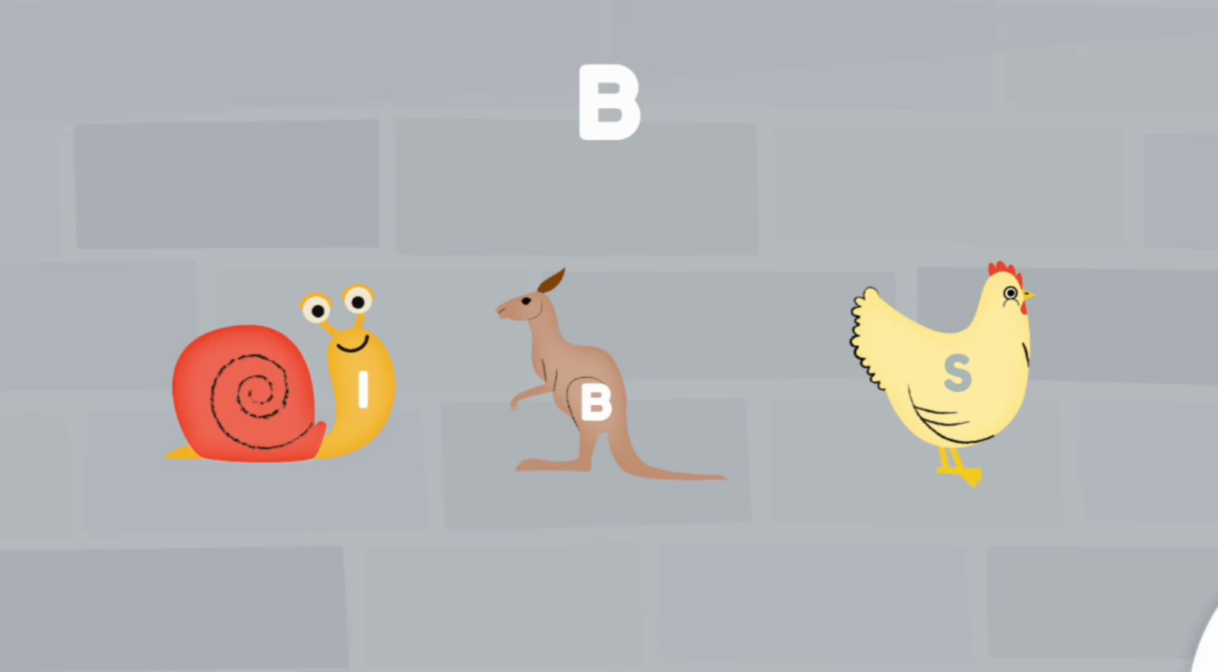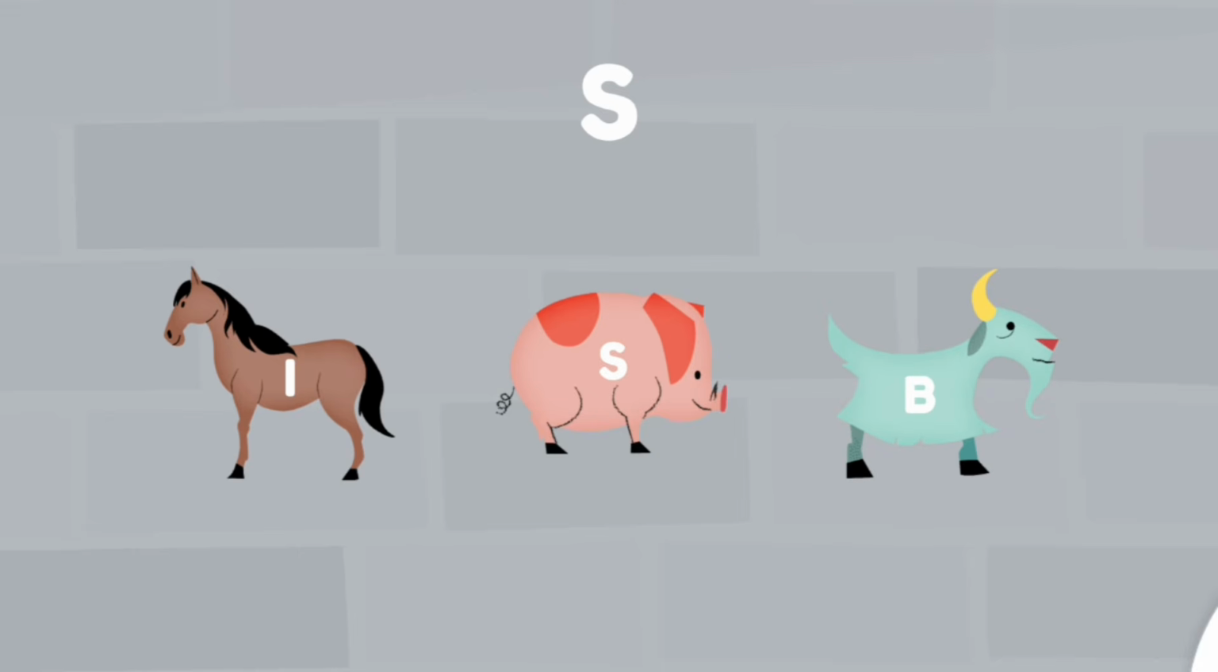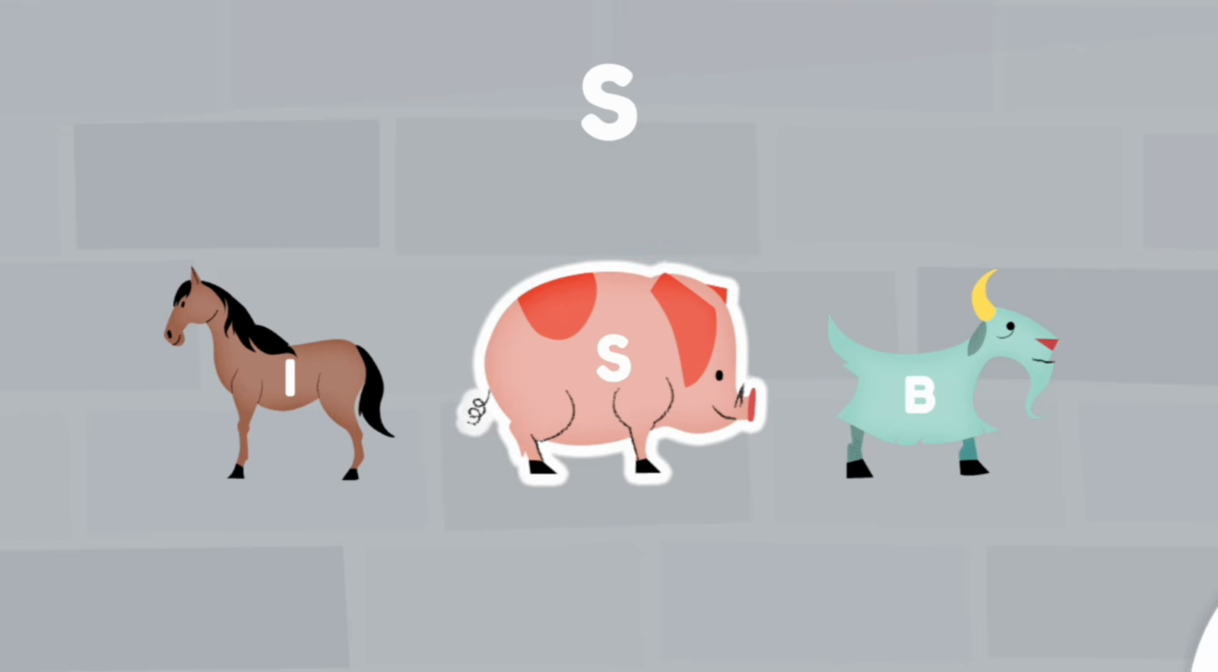Which one has the letter B? Tap it. B. Nice work. Which one has the letter S? Tap it. S. Super!